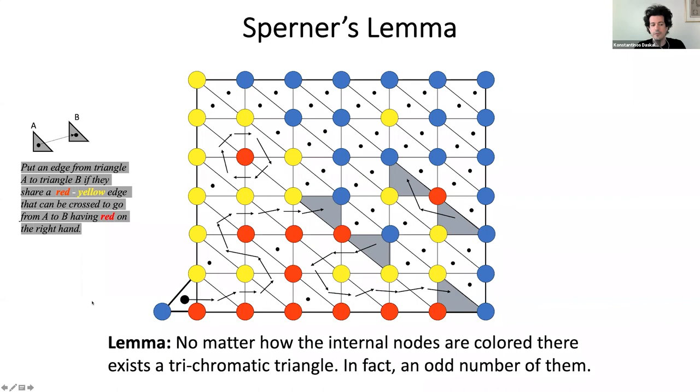One of them, though, is artificial, right? It's the one I created. So there's an odd number of them. So the nature of the beast is the parity argument in directed graphs.